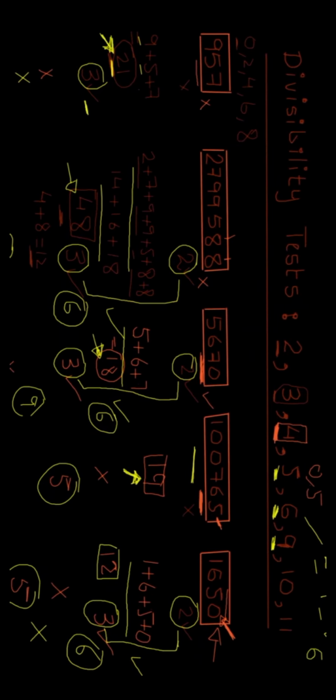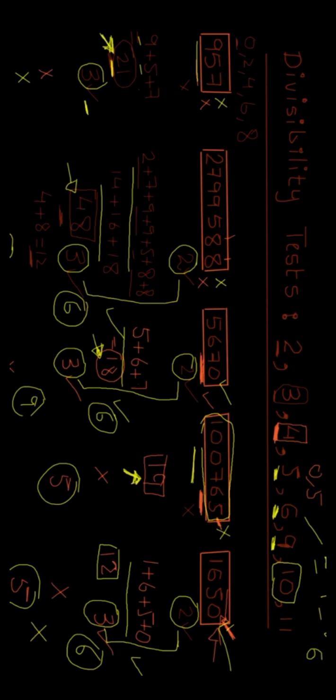That's that. Next, we go to working out the divisibility check for 10. I'm sure we know that already. Anything that ends in a 0 is divisible by 10. 957 did not end in a 0, so it's not divisible by 10. Next number, 2799, does not end in a 0, so it's not divisible by 10. Next number ends in a 0, it is divisible by 10. Number 3, 5670 is divisible by 10. Next, 100765 does not end in a 0, it's not divisible by 10.